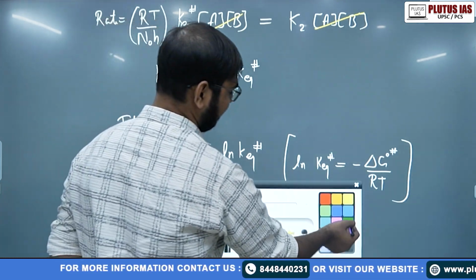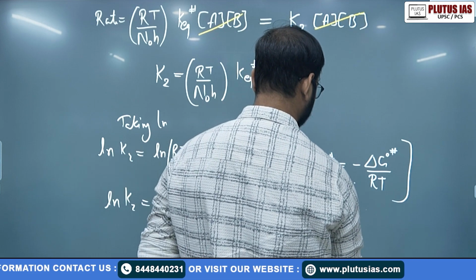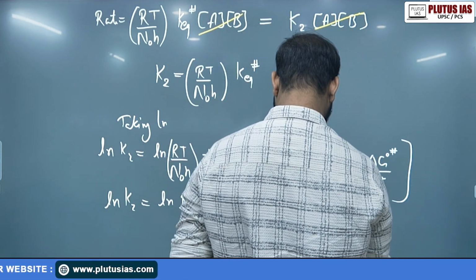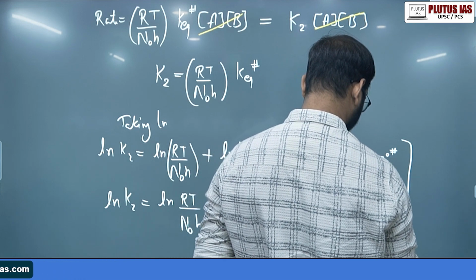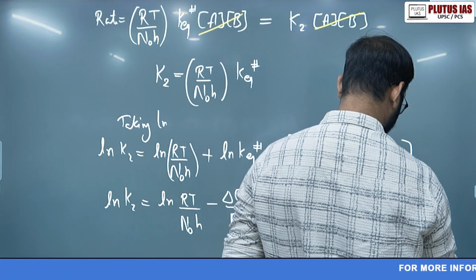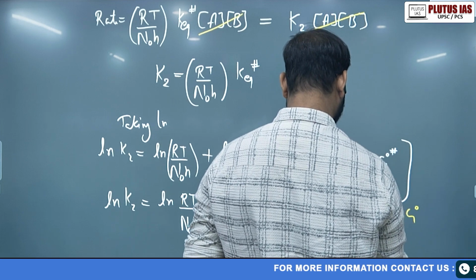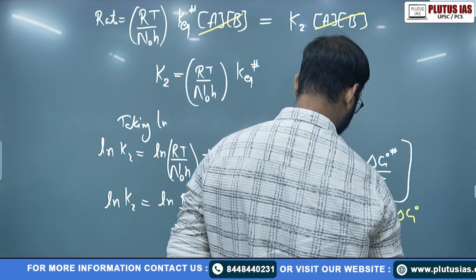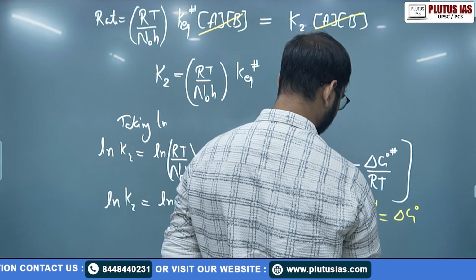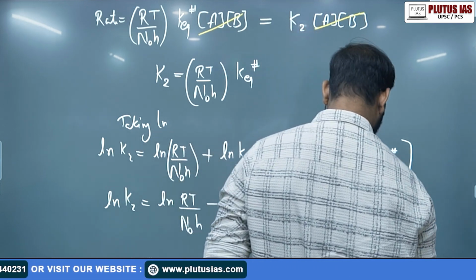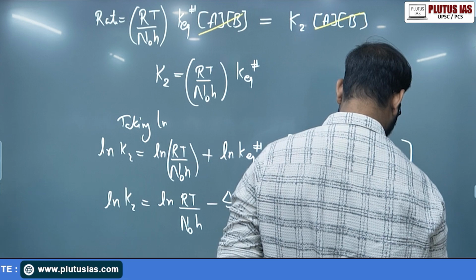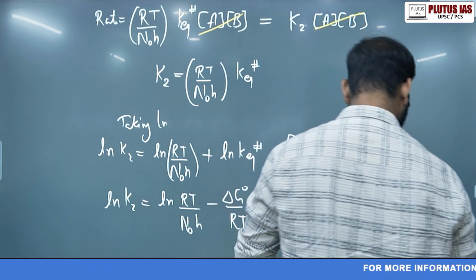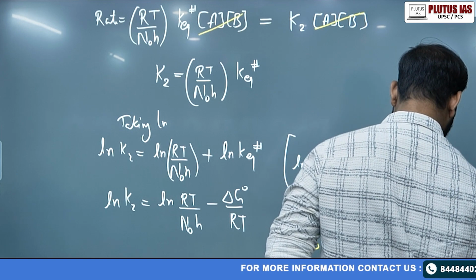We know that delta G naught can also be represented in terms of enthalpy of activation minus T delta S. Since we are talking about activation, this enthalpy can be represented in terms of the change of internal energy of the activated complex minus delta n g RT, minus T delta S naught.